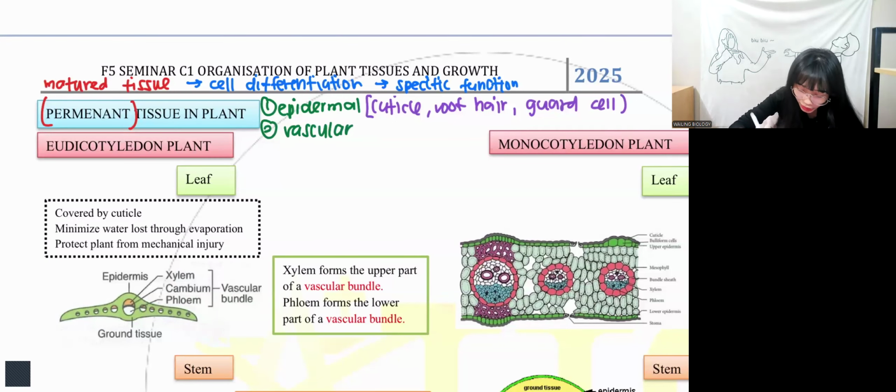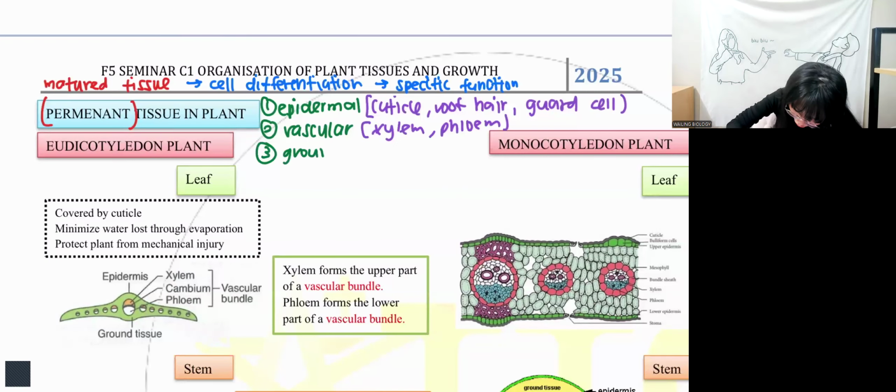Vascular referring to what? Just now we say vascular has to refer to xylem and phloem. Very good. Okay, xylem, phloem, xylem, phloem. Okay, the last one of your tissue, it will be ground tissue.